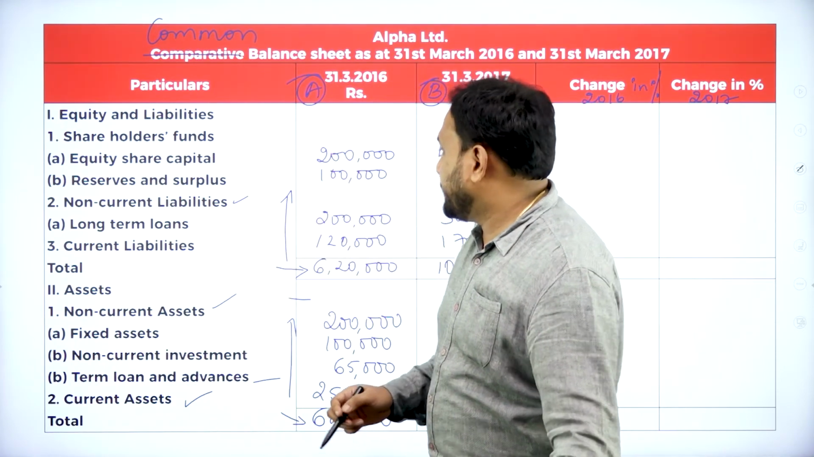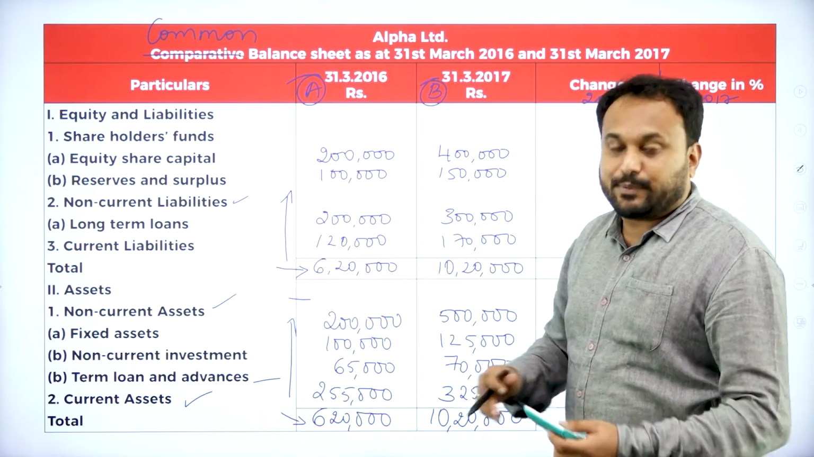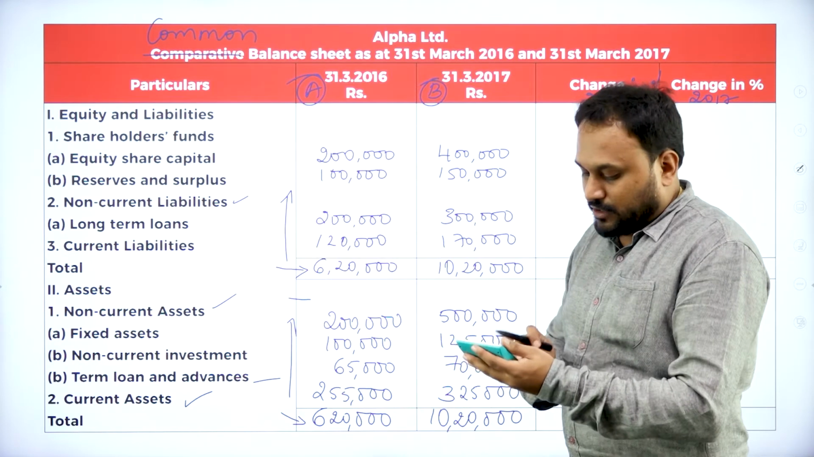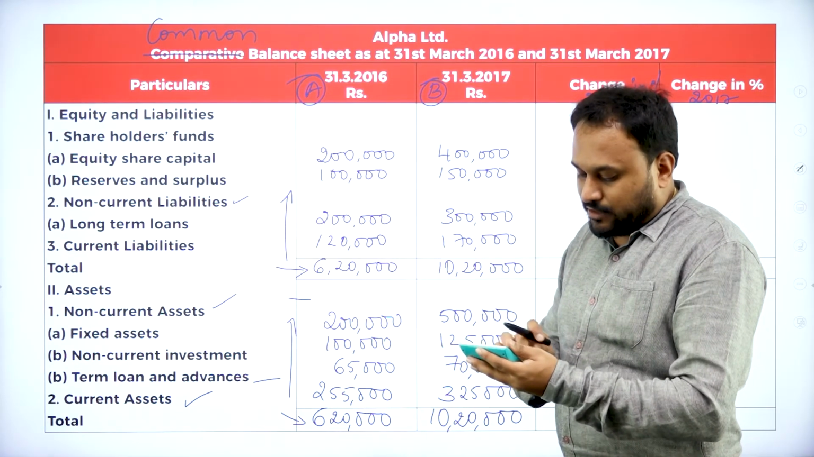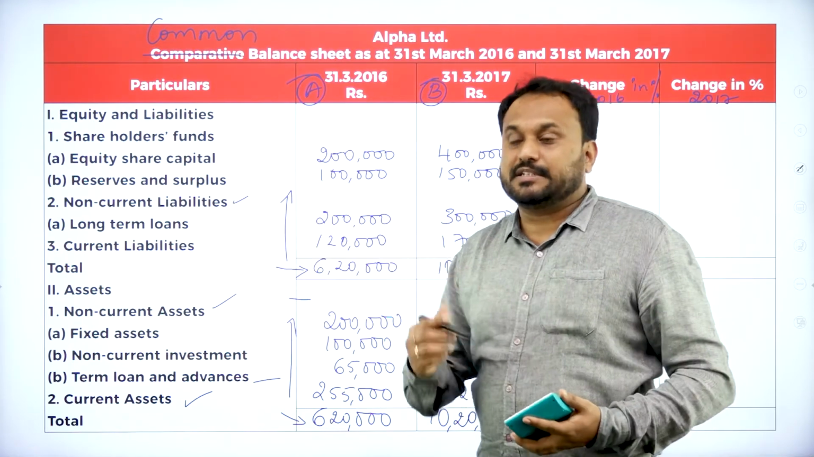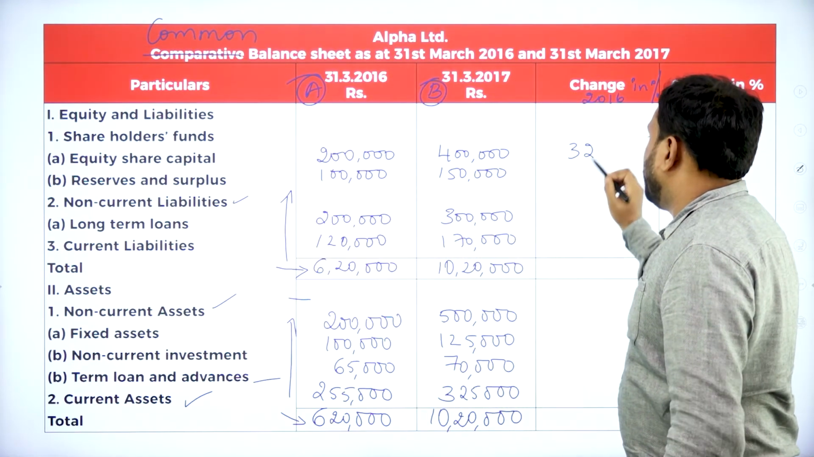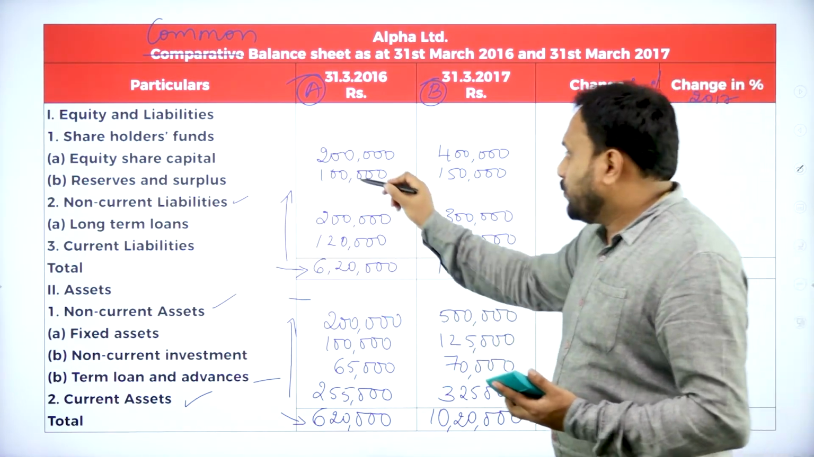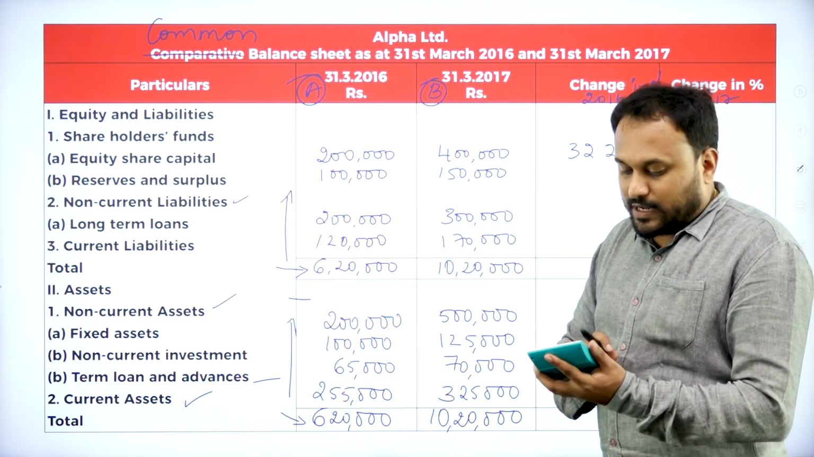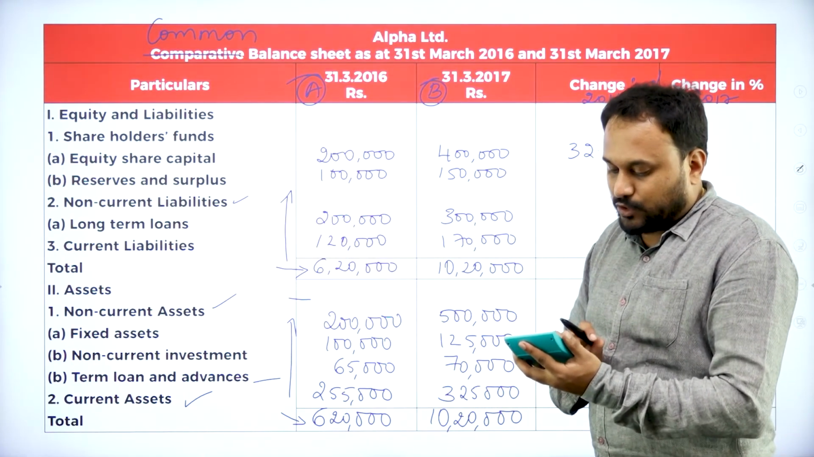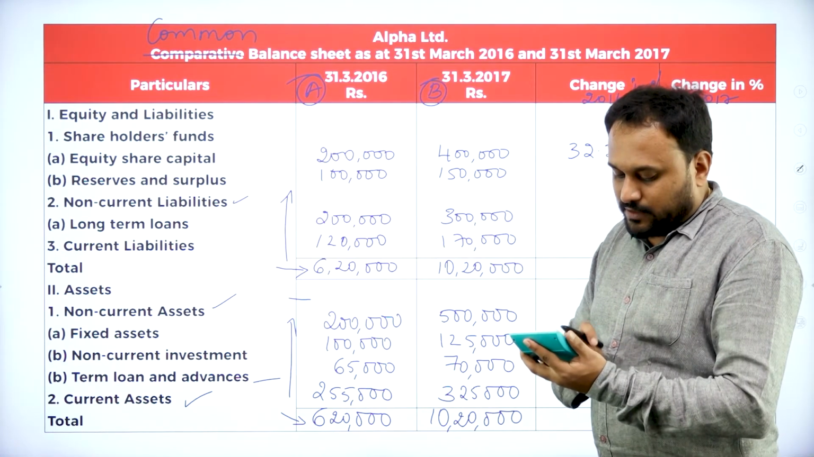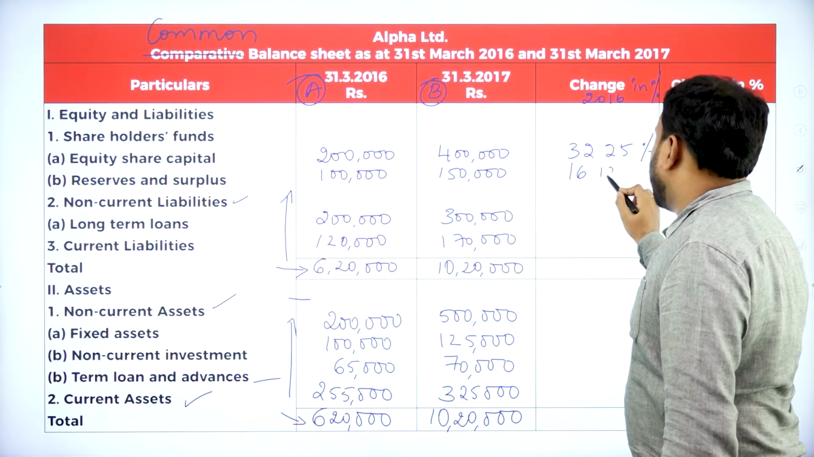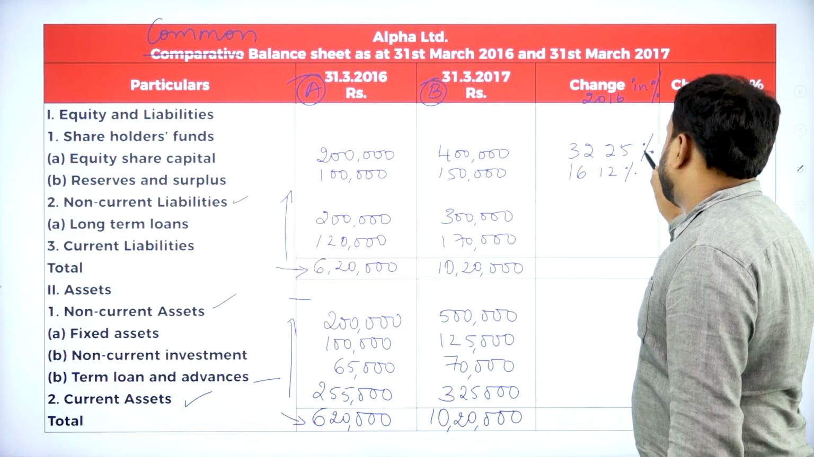How to go with the common statement is very simple. 2 lakh divided by 6,20,000 into 100, because we go with percentage. So here we got 32.25%. Same way, 1 lakh divided by 6,20,000 into 100. So 16.12%. Write percentage properly.